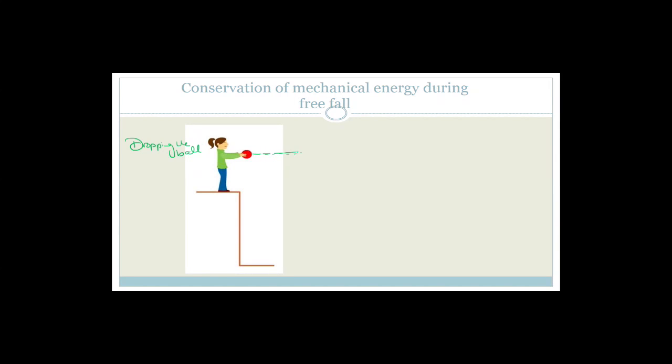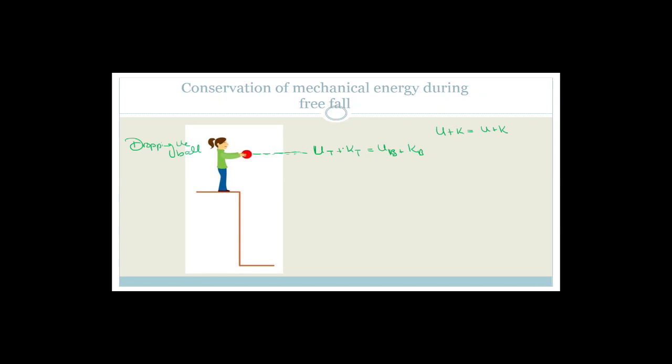We have got a point here where we always know that U plus K is equal to U plus K. In other words, we know that U at the top plus K at the top has to equal U at the bottom plus K at the bottom. Why? Because we know that there is a conservation of energy.